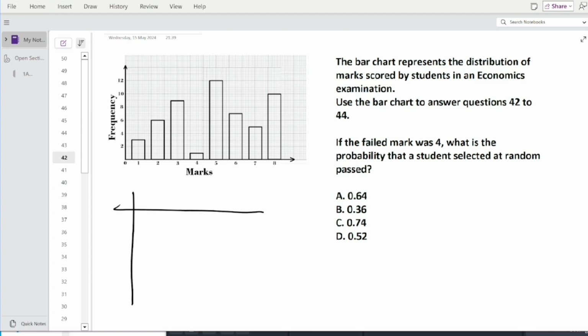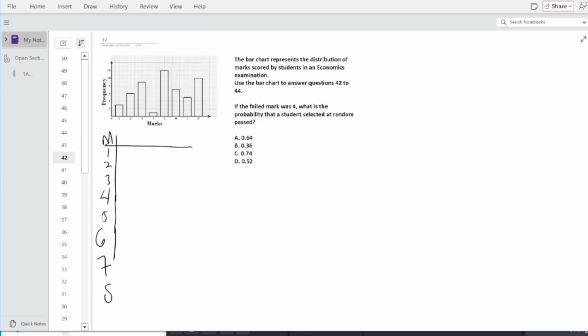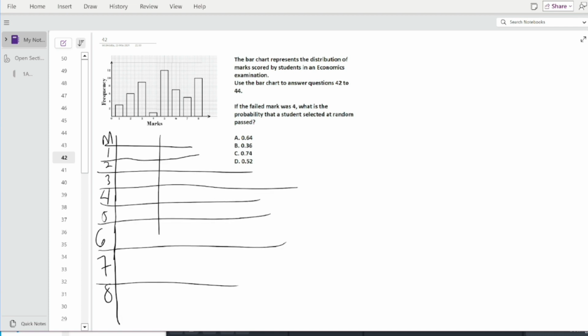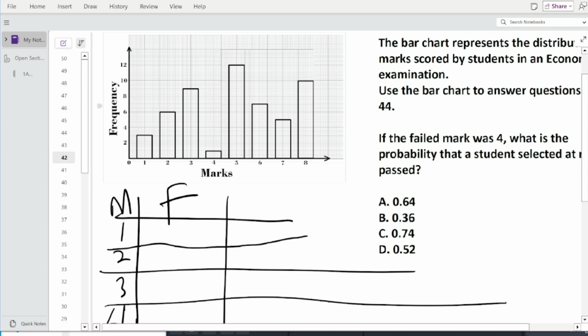So we have marks, which is 1, 2, 3, 4, 5, 6, 7, 8. And here we have our frequency. If you look at our frequency, people who had 1 mark, it's in between 2 and 4. After 2 is 3, so we have 3 here. People who had 2 are 6. You can see it on this line. People who had 3 marks, there are 9 of them.